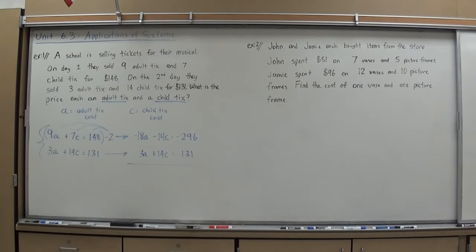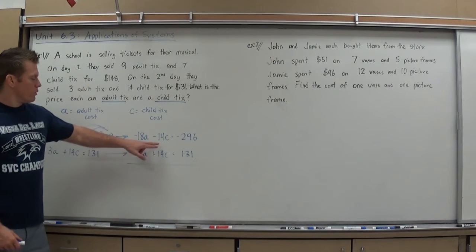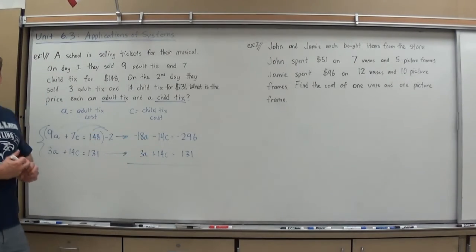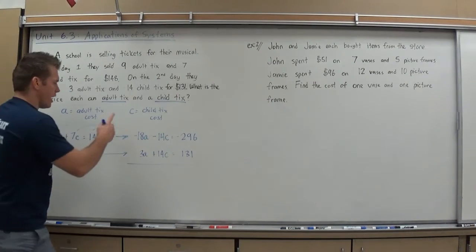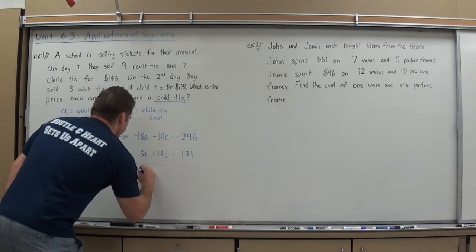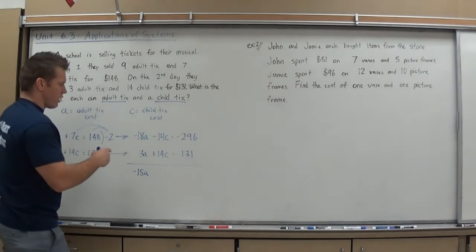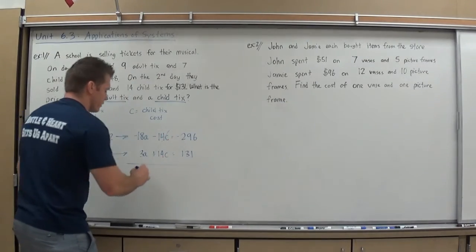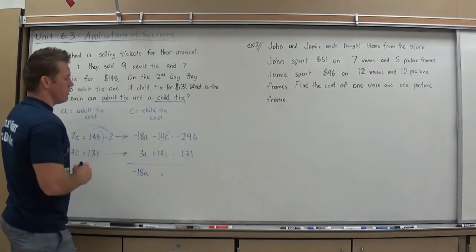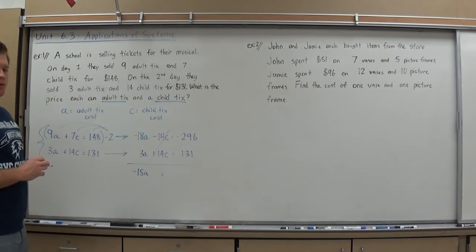And I'm going to work that out. So now, again, the reason I multiplied by -2 was to make it so the C's were going to be able to eliminate. Now I can add this down. 3A and -18A make -15A. C's would cross out here because they would equal 0. Equals, and I need to do -296 and 131.